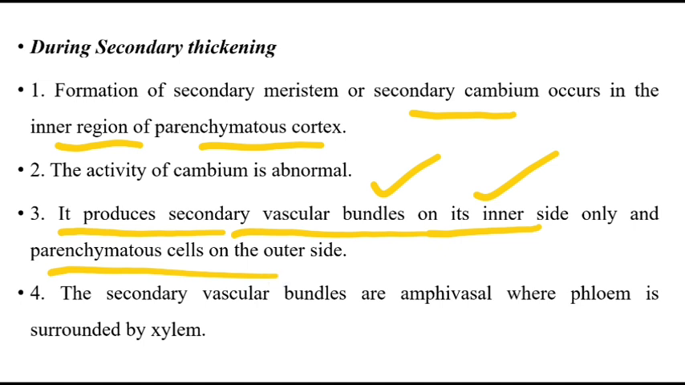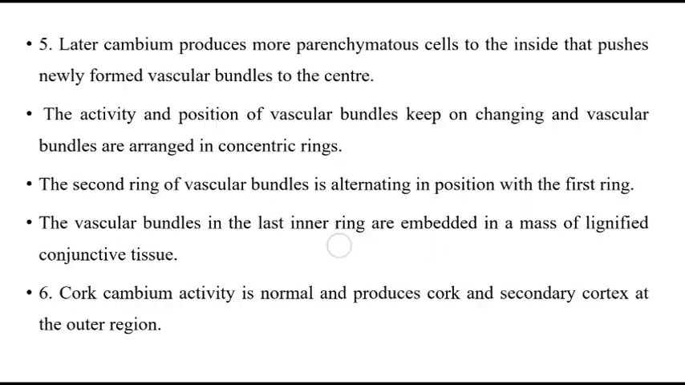The presence of cambium is abnormal in monocot because generally cambium is absent in monocot. So presence of cambium is abnormal again. Here cambium also shows abnormal activity. It produces parenchymatous cells towards the outer side and vascular bundles towards the inner side. The secondary vascular bundles are amphivasal where phloem is surrounded by the xylem. Okay. Next, later cambium produces more parenchymatous cells towards the inner side that push newly formed bundles toward the center.